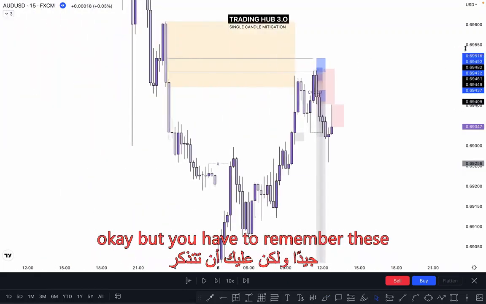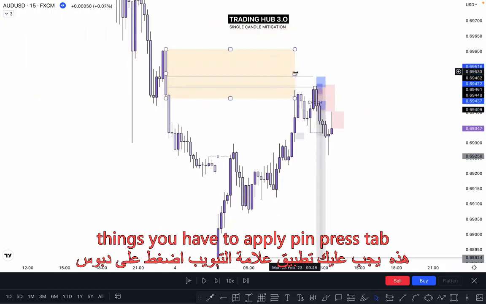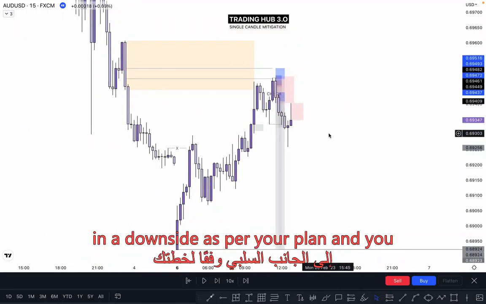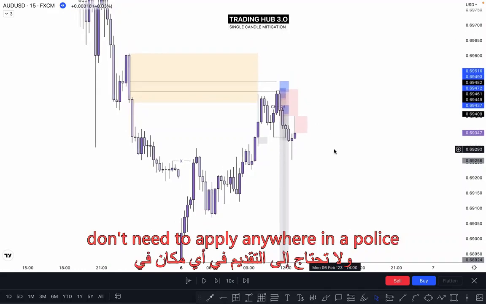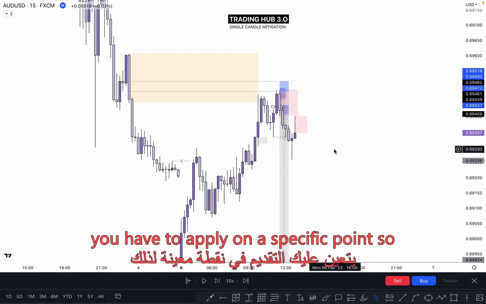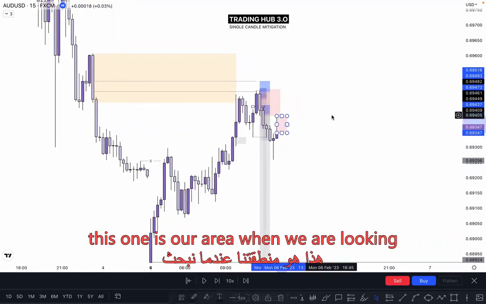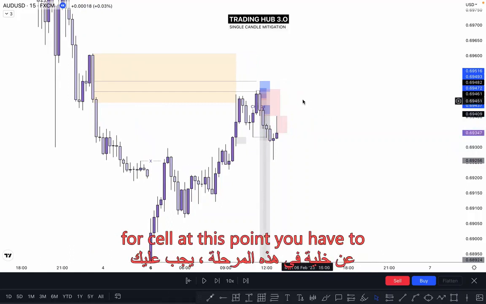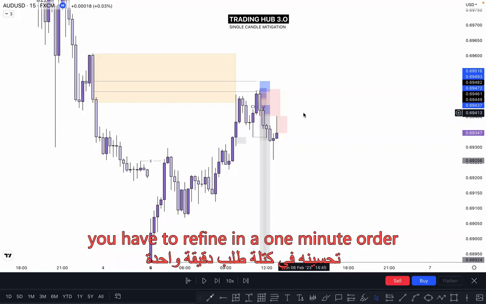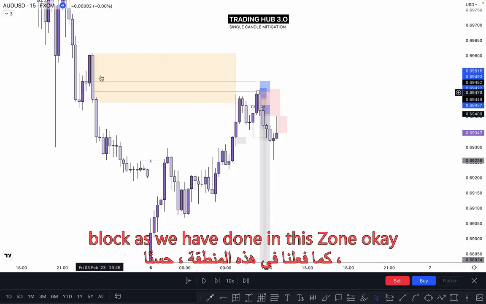But you have to remember these things: you have to apply them when price taps on your higher time frame PY and goes downside as per your plan. You don't need to apply it anywhere in a bullish market and a bearish market everywhere. No, you have to apply it on a specific point. So this one is our area when we are looking for a sell. At this point you have to switch to a 1 minute time frame, and you have to refine a 1 minute order block as we have done in this zone, okay?